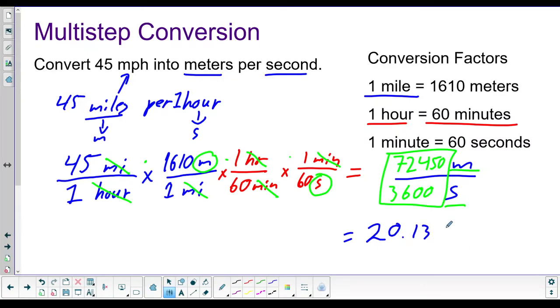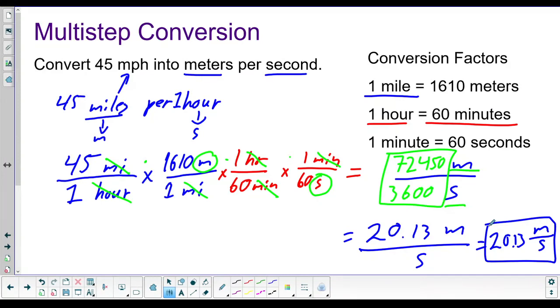So when we do this, we get 20.13 meters per second. You could also write this as just the number and then the units as a fraction at the end, 20.13 meters per second. This is kind of the nicer way that you're going to see it, but because we're setting up fractions, if you left it like this, that's fine. All right. So there's multi-step conversions.